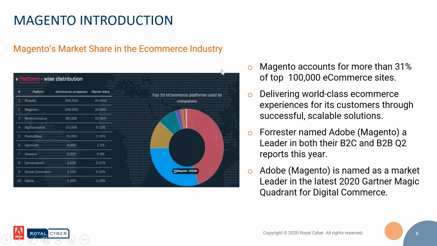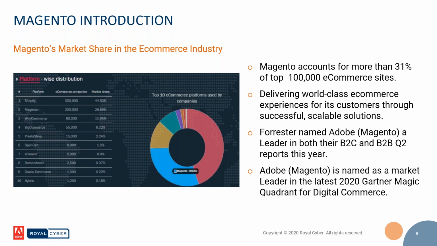Putting across a quick overview of Magento, which as we all know now needs no introduction, it is a market leader which accounts for more than 31% of the top 100,000 e-commerce sites. That itself translates to catering to over 31,000 merchants across the world for all types of e-commerce business models we are talking about here, from brand sites to marketplaces, both in the B2C and B2B sphere.